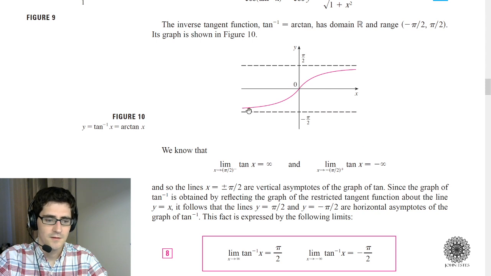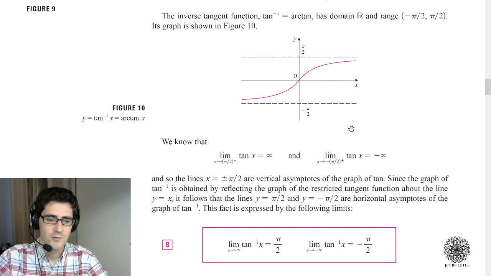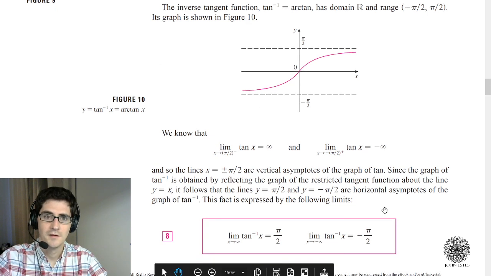So if I want to look at this graph of tan inverse, and I want to say what's the limit as I go to positive infinity, well, it's going to be that horizontal asymptote at pi over 2. And going to negative infinity, horizontal asymptote at negative pi over 2.